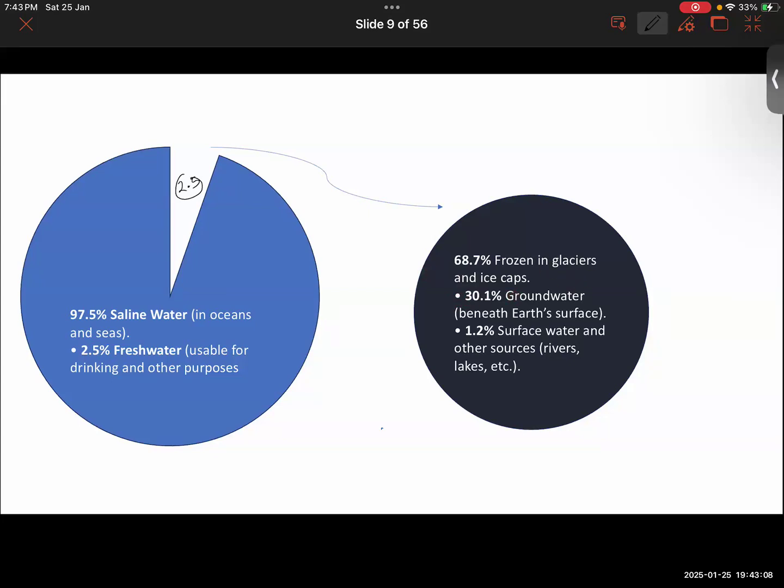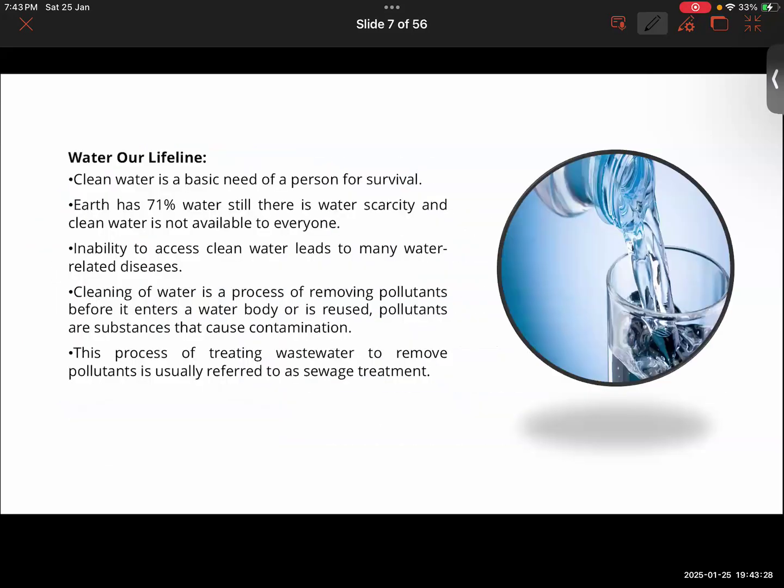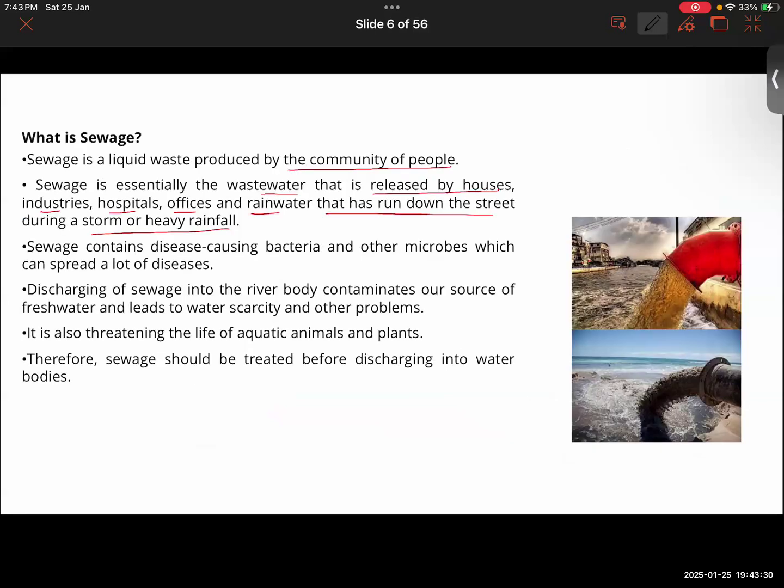We can't go and melt those glaciers. So we are left with 30.1% that is under the ground, which is what we are basically using right now. And only 1.2% of the fresh water is present in the rivers, lakes, ponds, or some other sources. So fresh water is very scarce now. We have very little fresh water available for use, right?